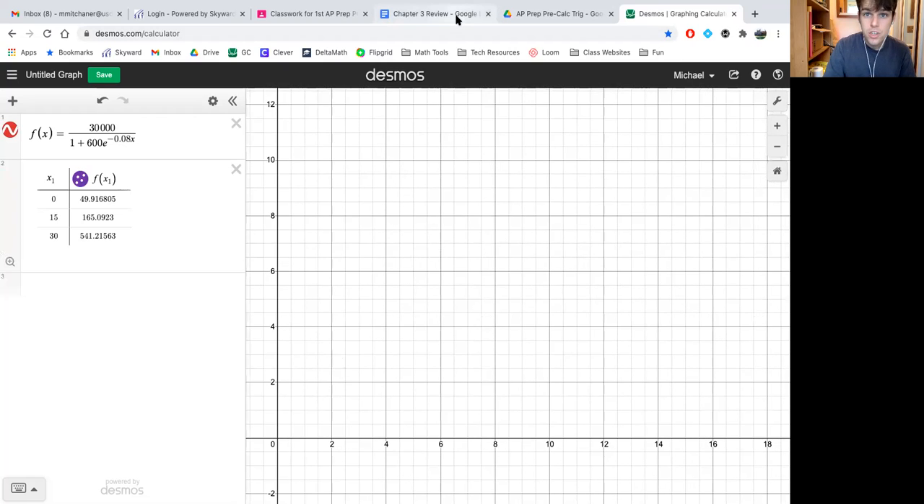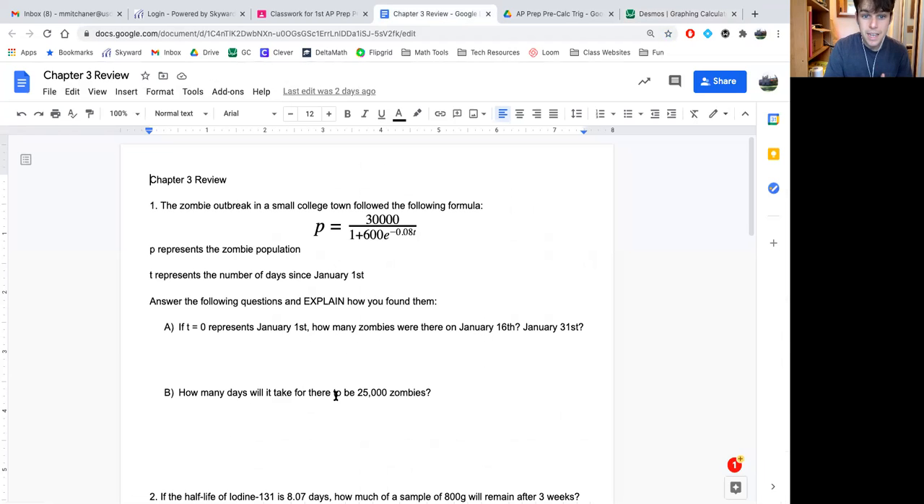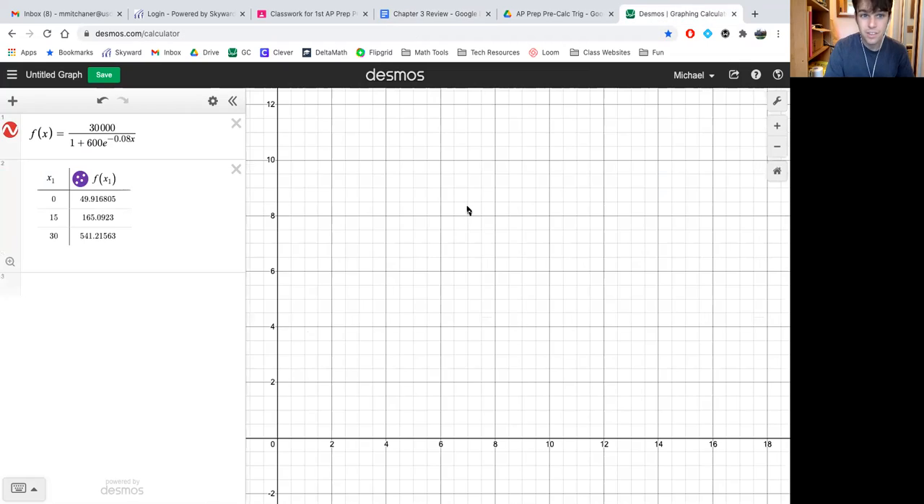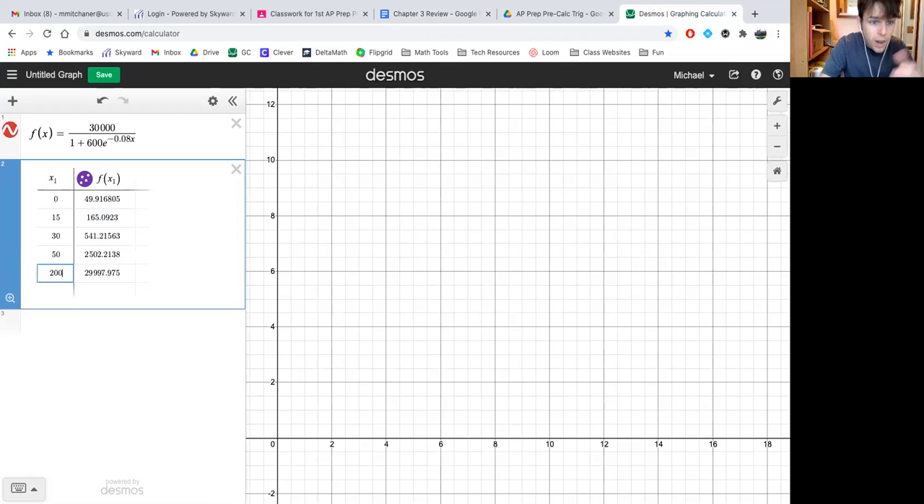Now, the second question is asking us to figure out how many days it will take for there to be 25,000 zombies. We could keep plugging things in here and see where we get there. At this point, we're only at 2,500. So I think we need to go out a bit further. Maybe 200 days. Okay, at 200 days, we've surpassed that amount. So obviously, you can see this guess and check method is not ideal. It's going to be somewhere between 50 and 200.